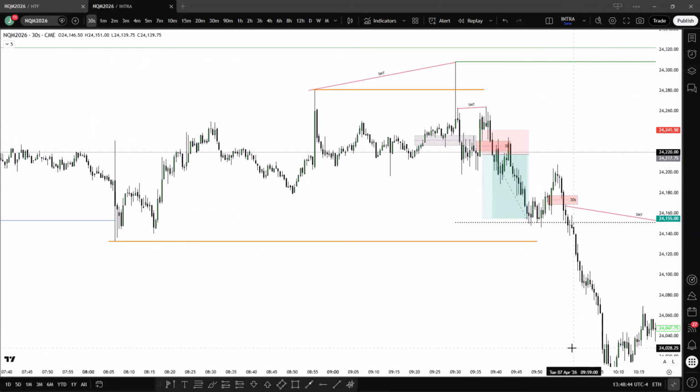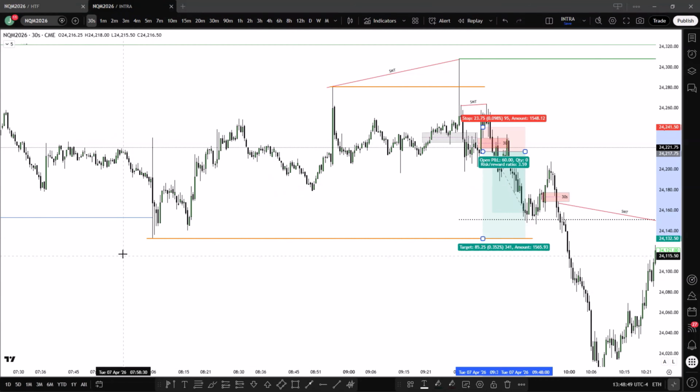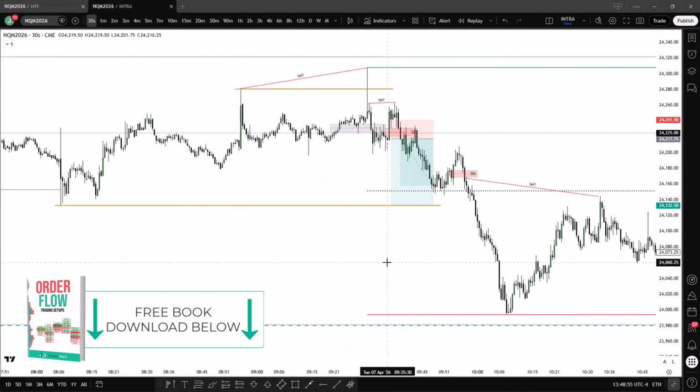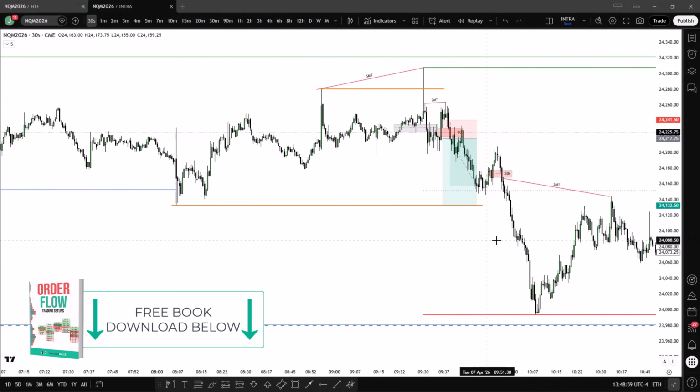And what are we going to target? We have a couple of targets here. That first target is going to be this low right here, which is the pre-market low. That alone is a 3.59 risk to reward trade. Now, we had more liquidity down lower that we could have gotten.